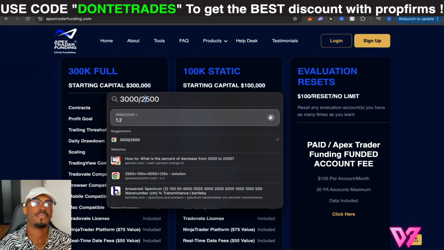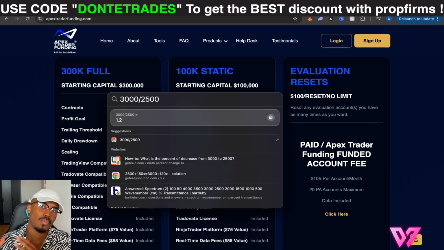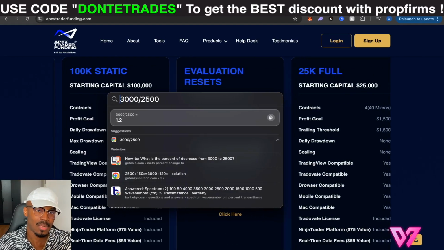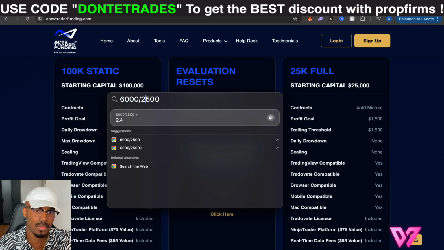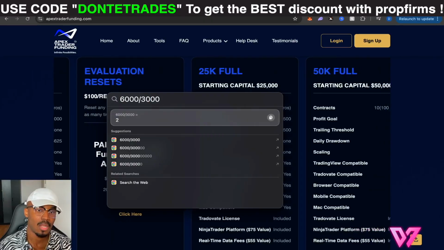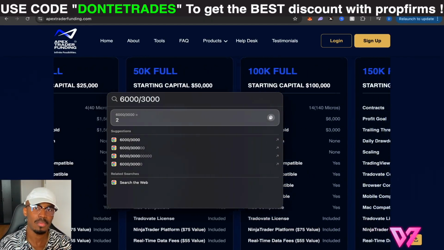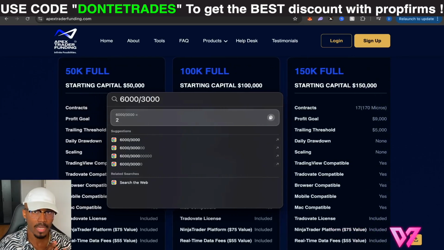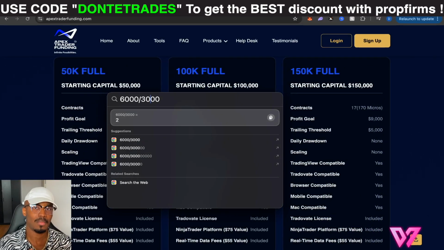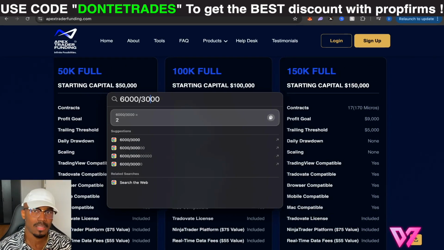Versus if you go one step up to the 100K accounts. Now you have to hit a 6,000 profit goal, and you only have a $3,000 drawdown, right? What that means is your profit target is literally double, and you only have $500 more in drawdown. So this is just much, much harder to pass. And in my opinion, it's a much worse product.